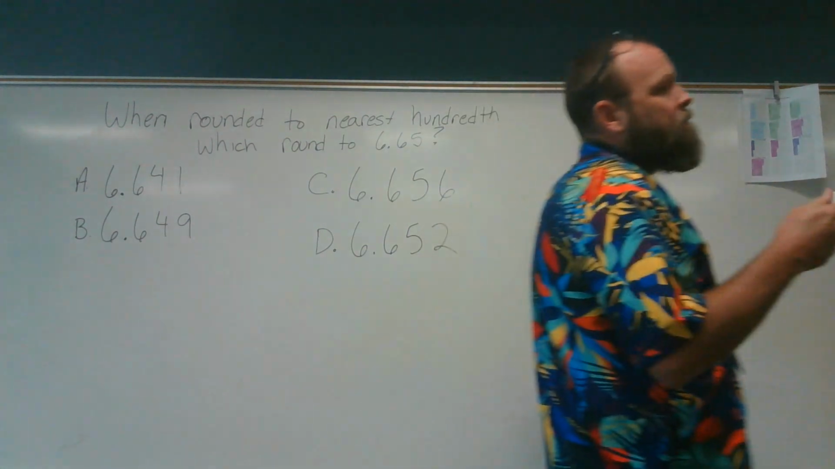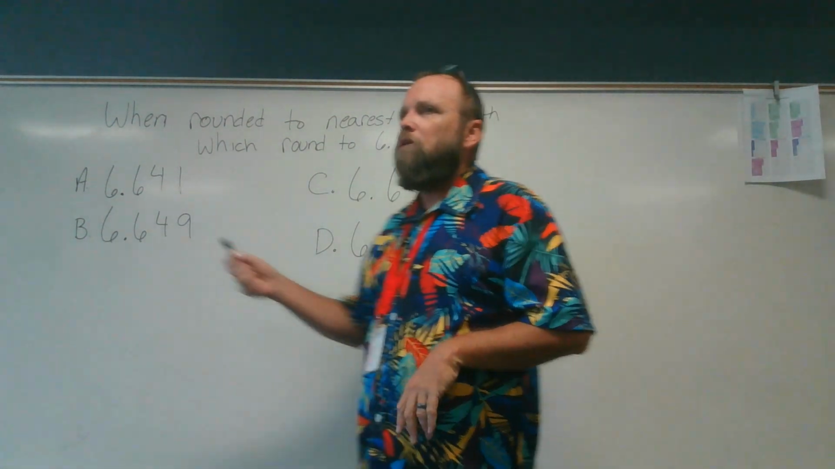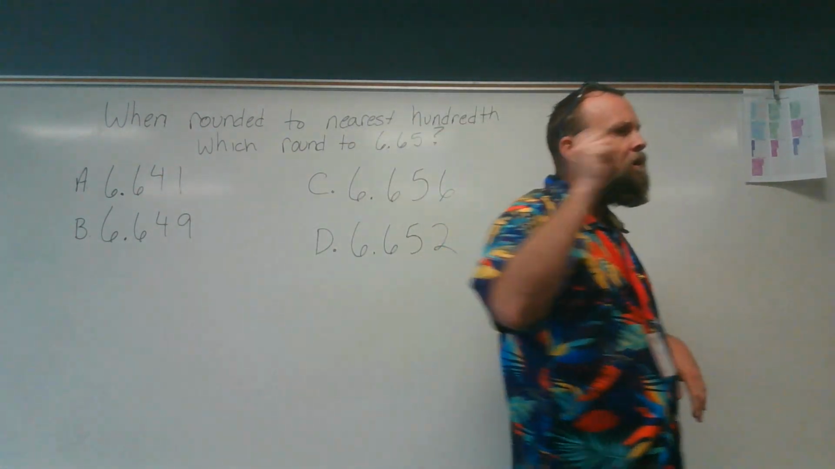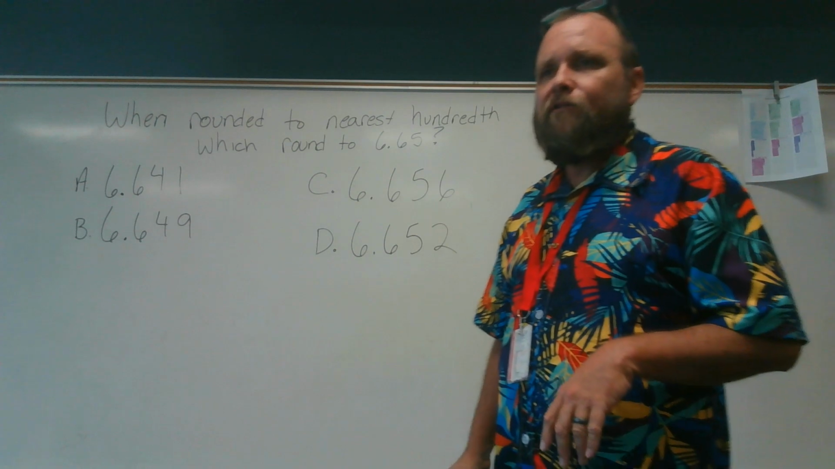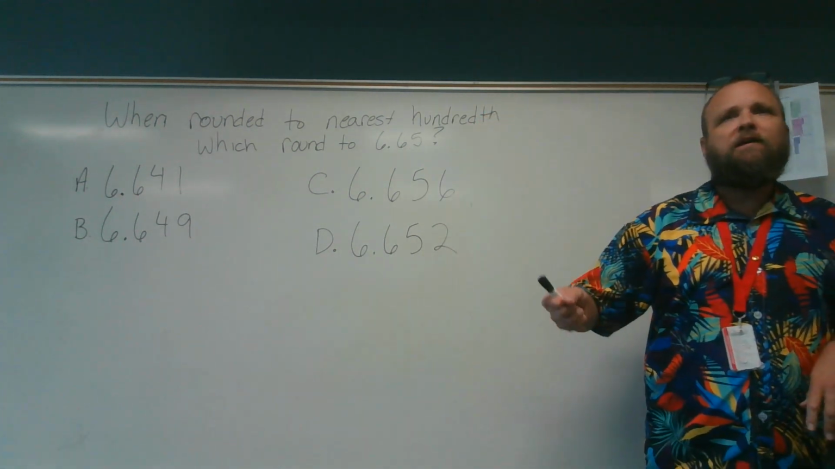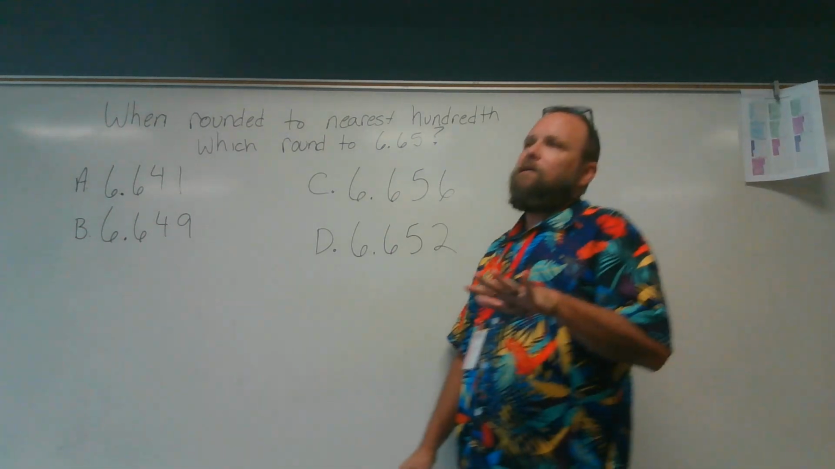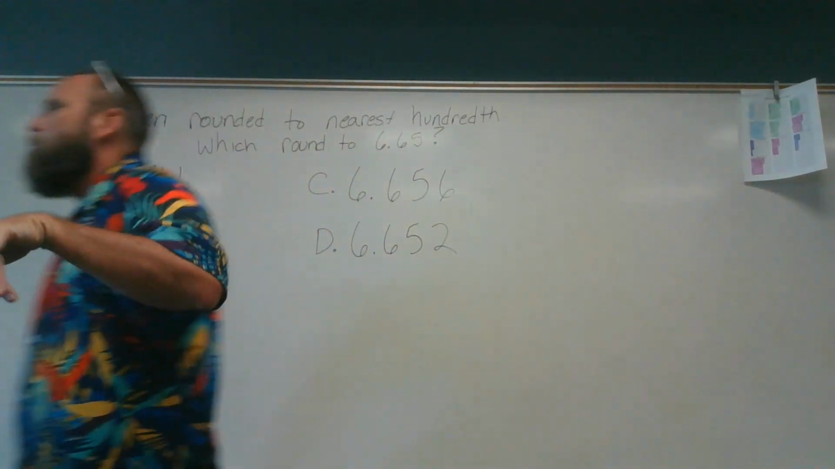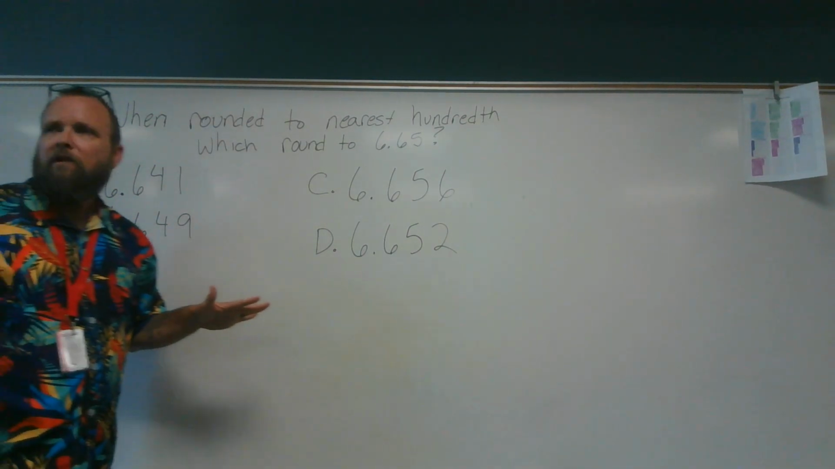And on the assignment, it has a little chart asking about rocks. And then it says which ones, when rounded to the nearest hundredth, round to 6.65 hundredths. I would guess probably around 40% missed this problem because they didn't round.